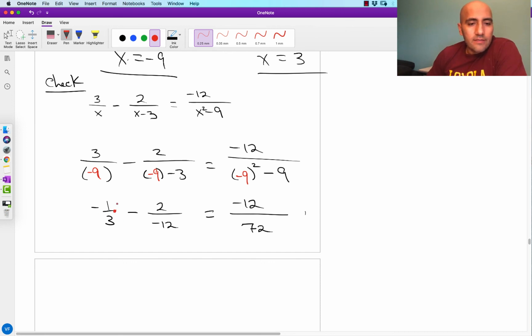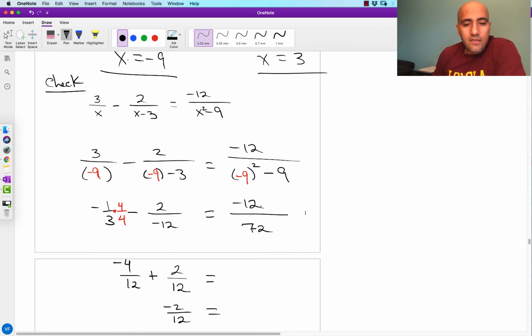So multiply this guy by 4 over 4. I'll end up with minus 4 over 12 plus 2 over 12. So on the left-hand side, I'll end up with negative 2 over 12.